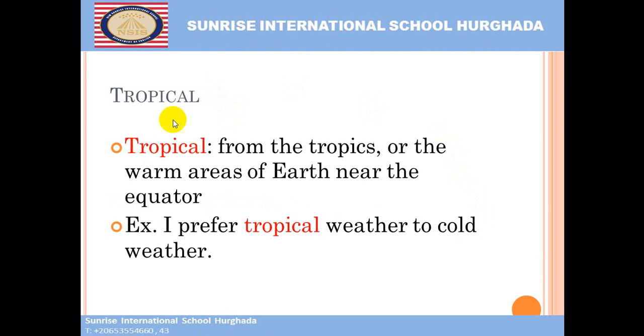Our next word is the word tropical. And tropical means from the tropics, or the warm areas of Earth near the equator. So tropical means what? From the tropics or from the warm areas near the equator. For example, I prefer tropical weather to cold weather. Okay? And we can even use tropical to describe fruits. Like for example, pineapples and coconuts are tropical fruits.